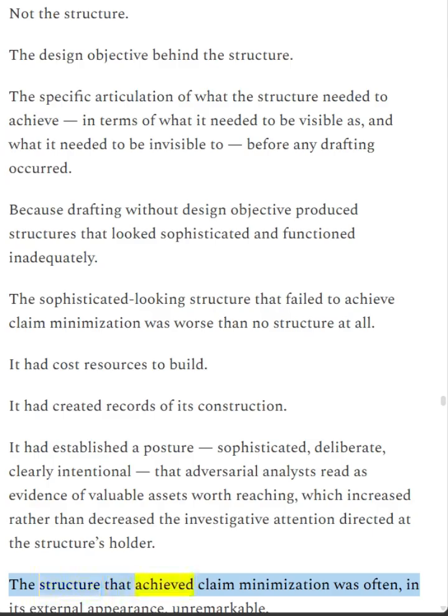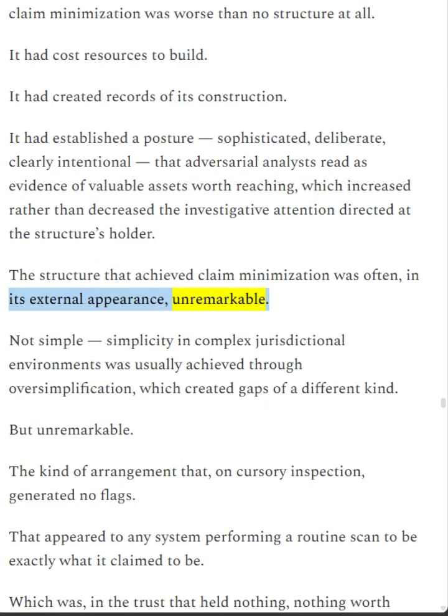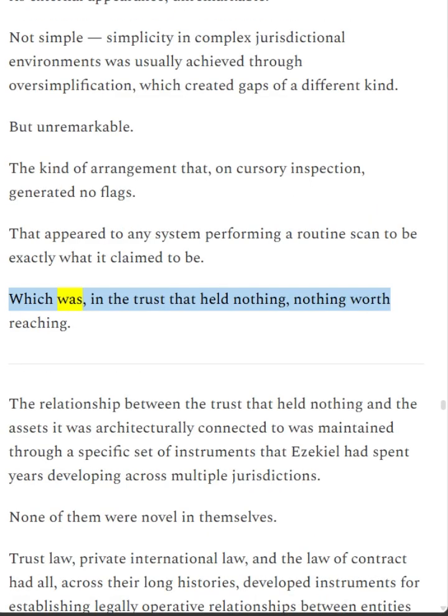The structure that achieved claim minimization was often, in its external appearance, unremarkable. Not simple. Simplicity in complex jurisdictional environments was usually achieved through oversimplification, which created gaps of a different kind. But unremarkable, the kind of arrangement that, on cursory inspection, generated no flags, that appeared to any system performing a routine scan to be exactly what it claimed to be, which was, in the trust that held nothing worth reaching.